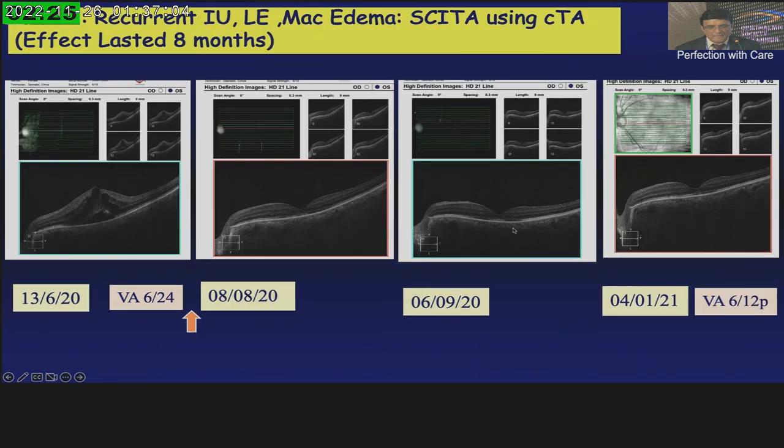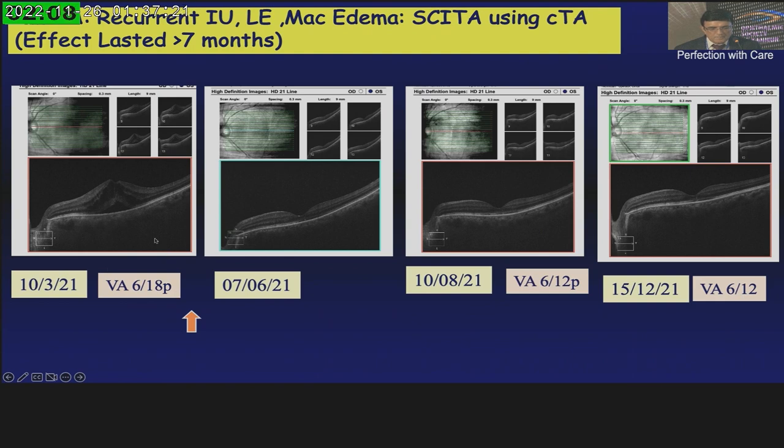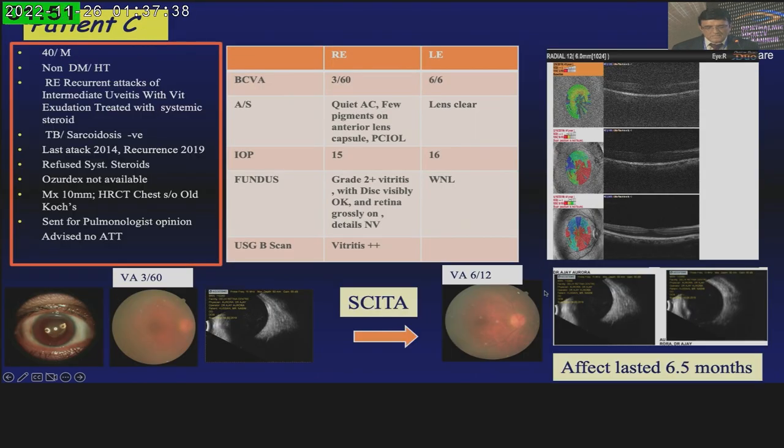The macular edema recurred after 4 months. Then we gave centrifuged triamcinolone to the same patient. This was injected in June 2020, and we followed up the patient up to January 21, and sometime next year, in March, the patient's edema came back. So it lasted almost 8 months, which is almost double the time Ozurdex lasts, and it cost you virtually nothing. Then we injected again, and the next time the effect lasted almost 7 months, and after the last injection, I have followed this patient for about 8.5 to 9 months, and she has not recurred.